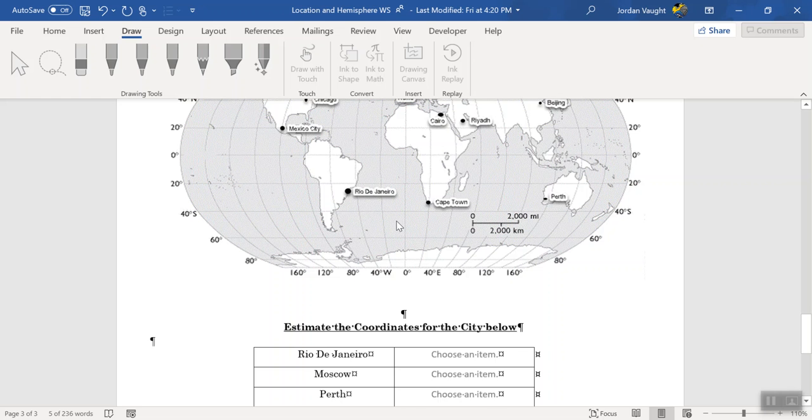So we'll be good. Rio de Janeiro. So we look at Rio. We see that it's closer to which of these two lines? We always do these lines first, these lines second.